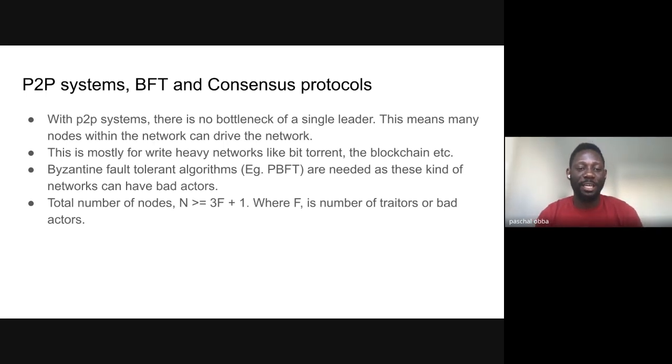But yeah, so you have the total number of nodes, where if the number of nodes is greater than or equal to 3 times the number of bad actor nodes plus 1, in this example, then we can manage this particular edge case. So if we have 5 bad actors, for example, we'll need 16 nodes, which means 11 other healthy actors to ensure that we have a network that goes.